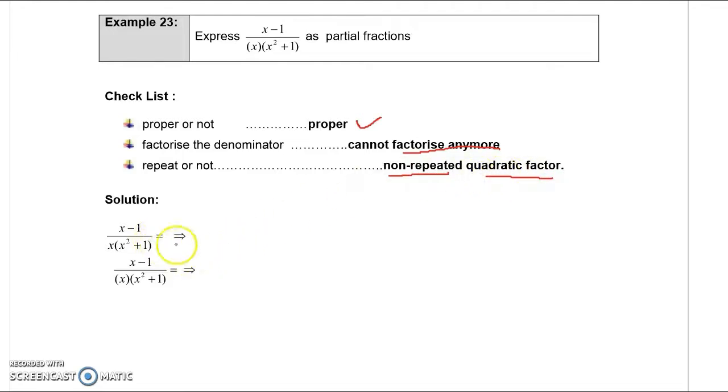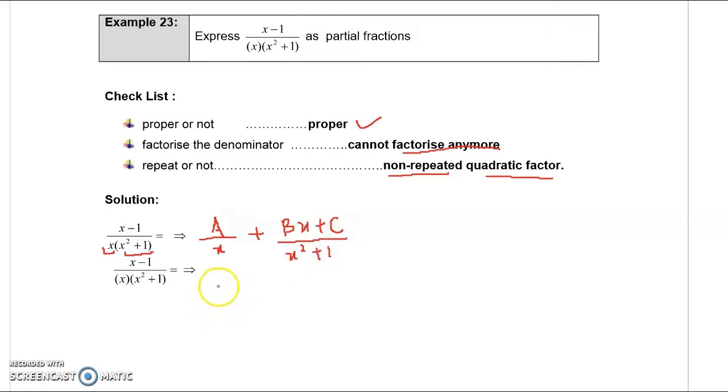So first of all, split your fraction into partial fractions. You have two factors here. The first factor is a linear factor. The second factor is a quadratic factor that cannot be factorized. So to split it: A over the first linear factor, plus (Bx plus C) over the quadratic factor.